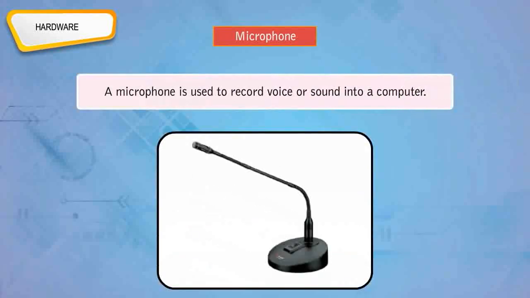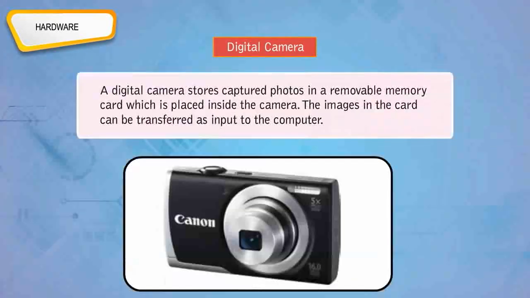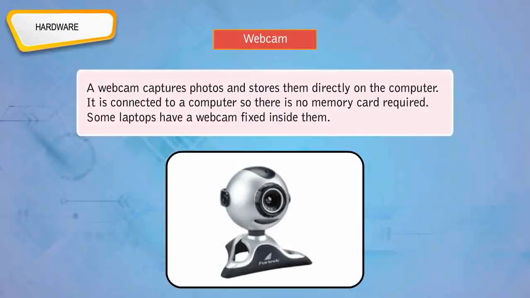Microphone. A microphone is used to record voice or sound into a computer. Digital camera. A digital camera stores captured photos in a removable memory card, which is placed inside the camera. The images in the card can be transferred as input to the computer. Webcam. A webcam captures photos and stores them directly on the computer. It is connected to a computer, so no memory card is required. Some laptops have a webcam fixed inside them.